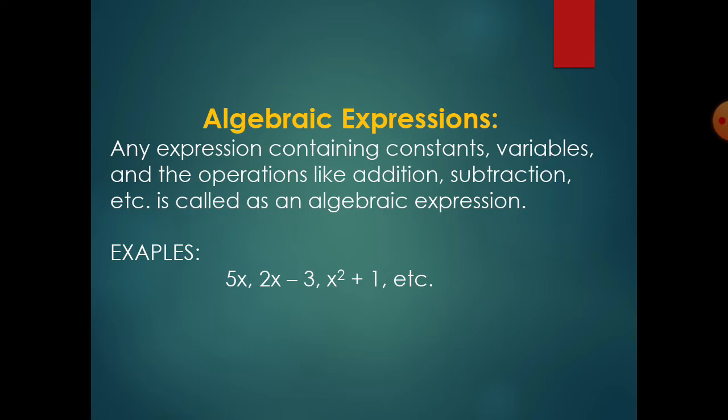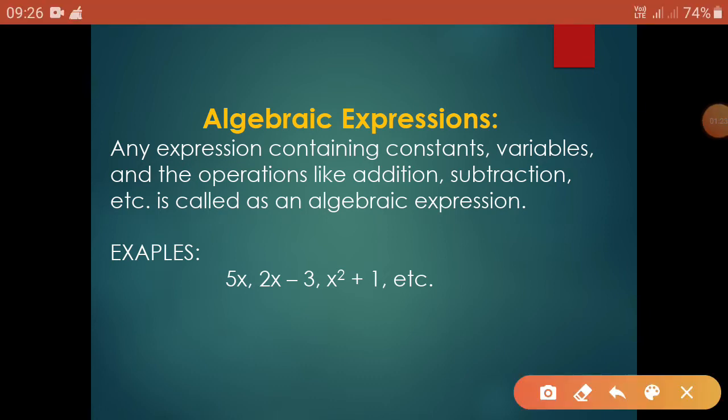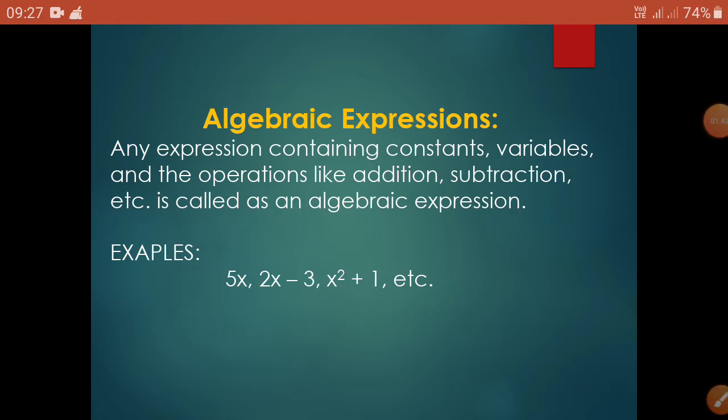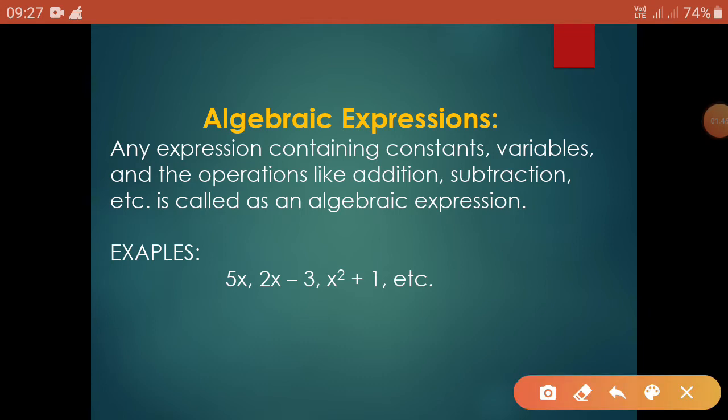Any expression containing constants, variables and operations like addition and subtraction is called an algebraic expression. So the examples are 5x, 2x minus 3, x square plus 1 and many more. Here the example is 5x. Now there are a few terms here: constants, variables and the operations.